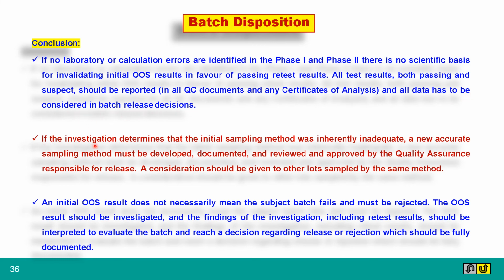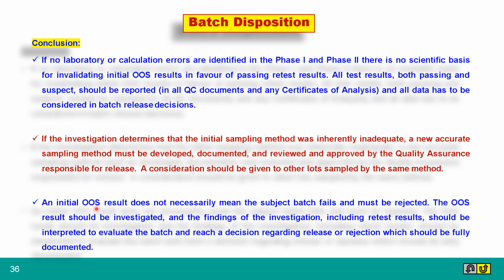If the investigation determines that the initial sampling method was inherently inadequate, a new accurate sampling method must be developed, documented, and reviewed and approved by the quality assurance responsible for release. A consideration should be given to other lots sampled by the same method.